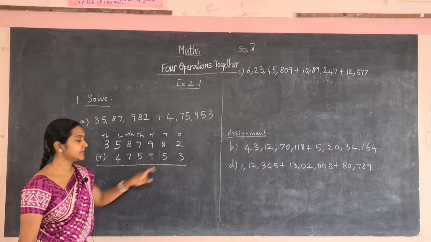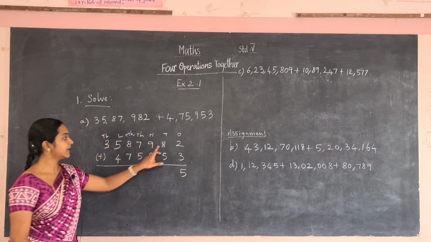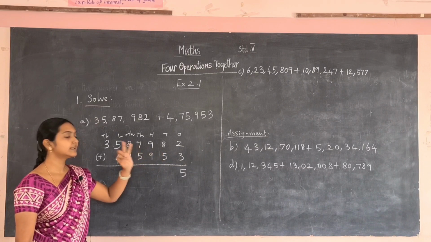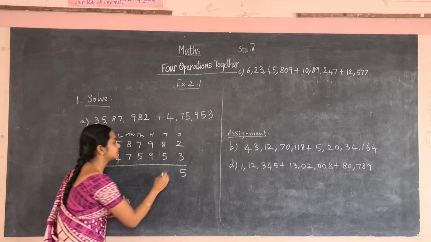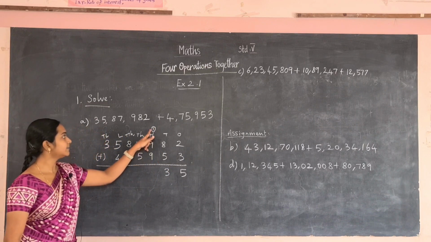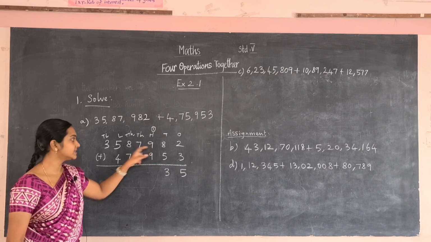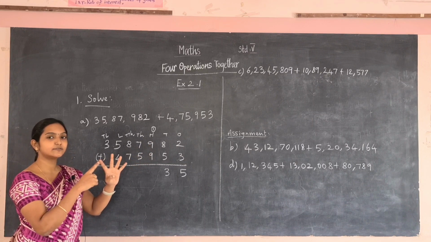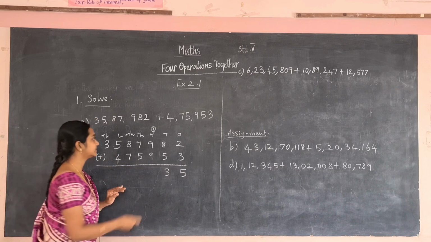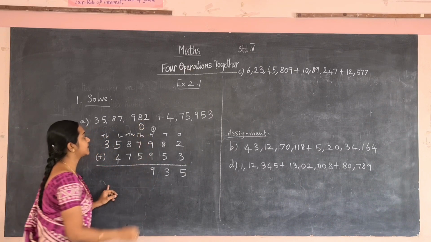3 plus 2 will be 5. 8 plus 5. Count 5 after 8. That is 9, 10, 11, 12 and 13. So write 3 here and carry 1 to hundreds place. 9 plus 1 will be 10. After 10 count 9. That is 11, 12, 13, 14, 15, 16, 17, 18 and 19. Carry 1 to thousands place.